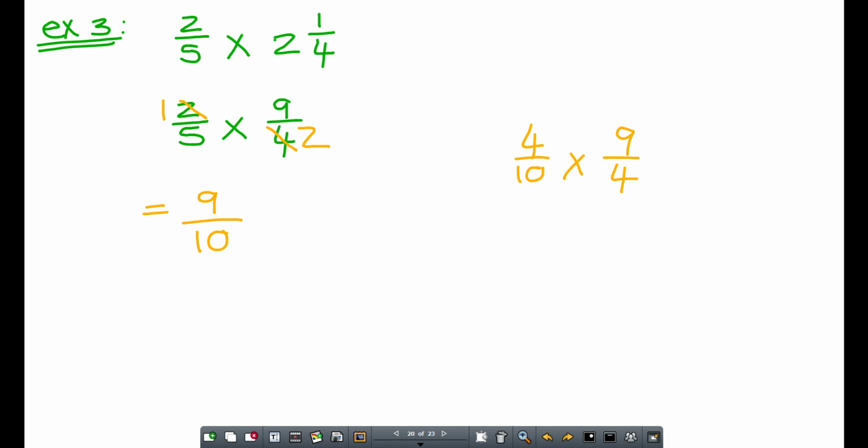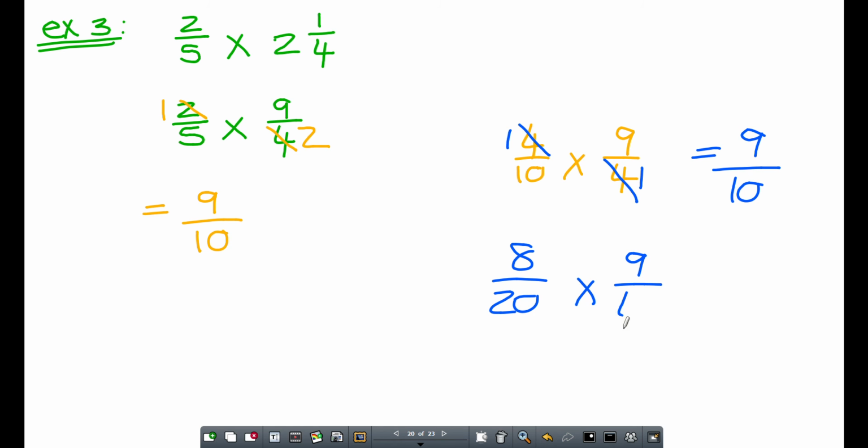What I would have done is that 4 cancels out with this one. But it goes in ones and it goes in ones. So 1 times 9 gives me 9, and 10 times 1 gives me 10. But this wasn't a very good example. I just used the one that we were currently busy with. But it could be that, let's say, it was 8/20 times 9/4.